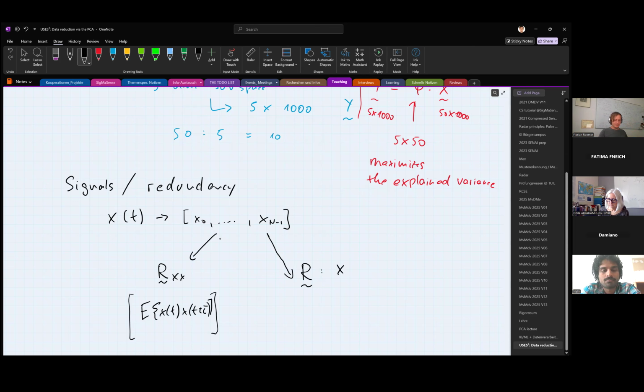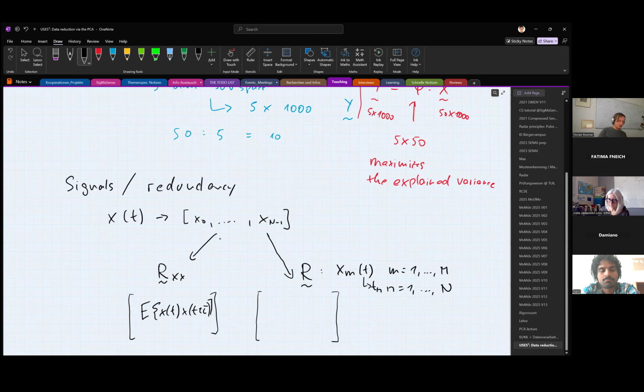So we have some x_m(t), where m enumerates the sensors. Let's say we have M sensors, and this t, let's say t_n, for n equals 1 up to N, enumerates the samples in time. So the data itself is two-dimensional, from which we can, of course, build now a spatial correlation matrix.